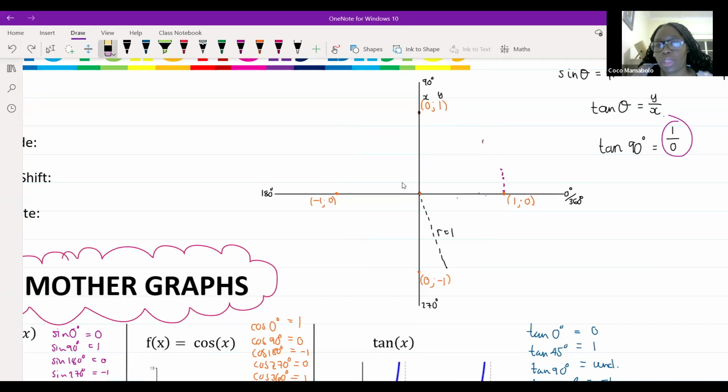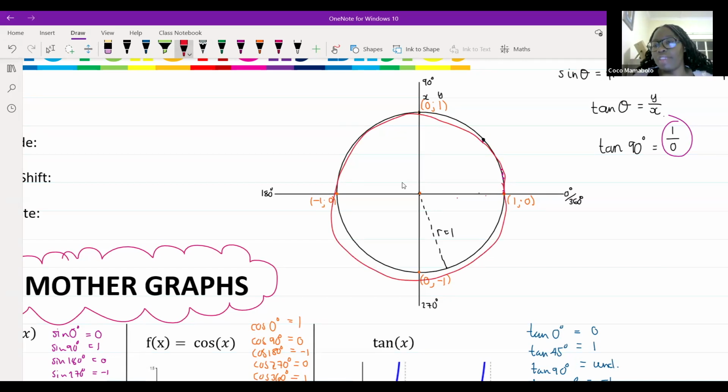If I look at this, I know that if I start at 0 degrees, and I go all the way around my circle, how far have I made it? How far have I gone? If I go all the way around my circle, how many degrees? Good, I've gone 360, right? Now, if I wanted to go 720 degrees, where would I land?